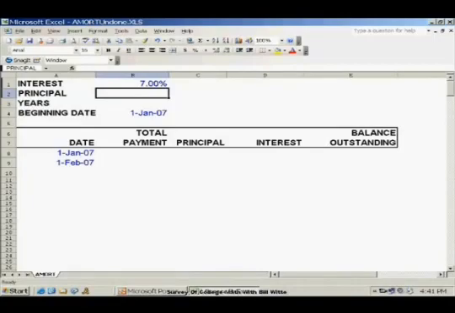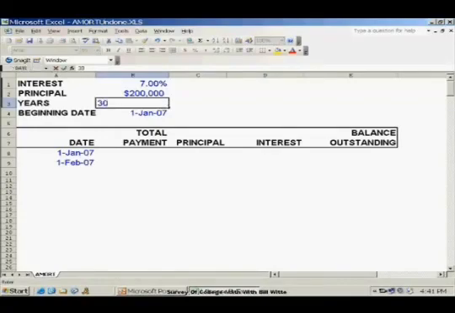We're going to borrow $200,000. Hopefully we can get a real nice townhouse for that at least. Okay, and I'm going to have this annuity run over 30 years, because that's typically what a home loan goes. It could go for less, 15, 20, sometimes more, but generally they go for 30 years. And we're going to begin this loan on January 1st, 2007.